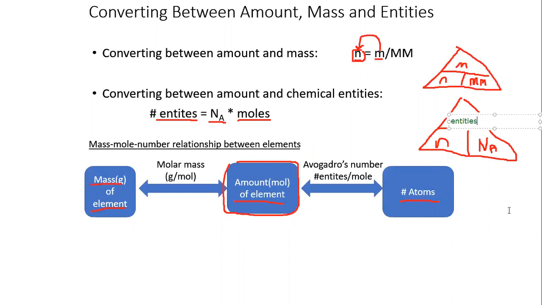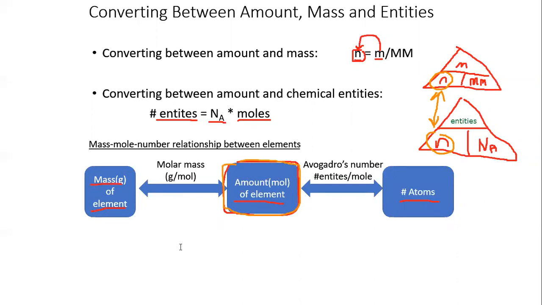or formula units. And so notice here that the common factor between both of these triangles is moles. So here we have moles when we have mass, and here we have moles when we have entities. So moles is the common link between the two. And that's why in this flow chart, when we want to go from mass to entities, we have to go through moles.